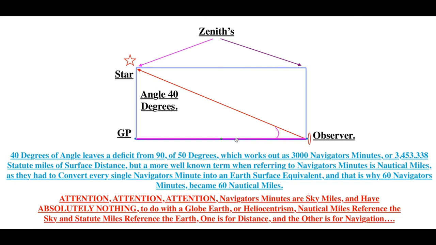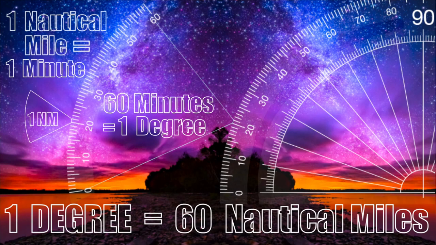Okay, they're navigators' minutes. That's why there are 60 nautical miles per degree, because there's 60 navigators' minutes per degree. Now, I can't make it any more simple than this. Either you get it or you don't get it.